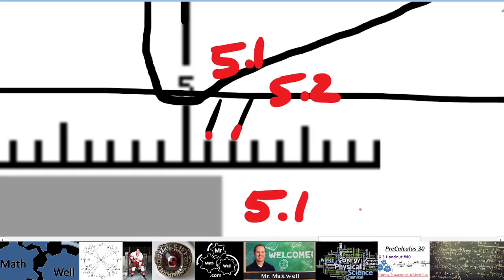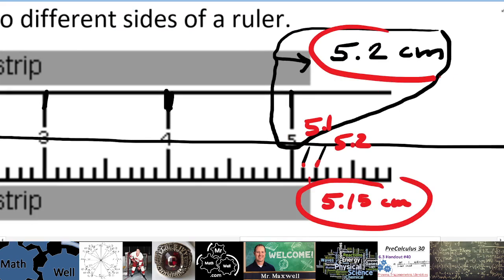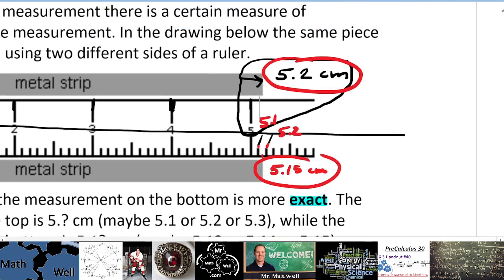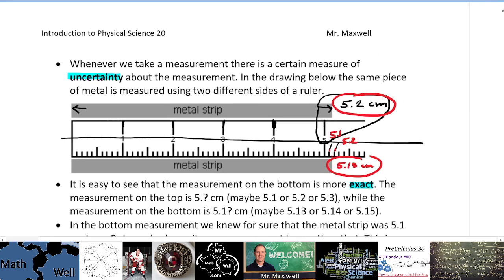It's always understood that in every measurement, the last digit is the uncertain digit. So I can say that's right in between there, so I'm going to say 5.15 centimeters. It's really thick because I zoomed in a lot. So this measurement is more exact than the measurement up top. Got it? Comprende?